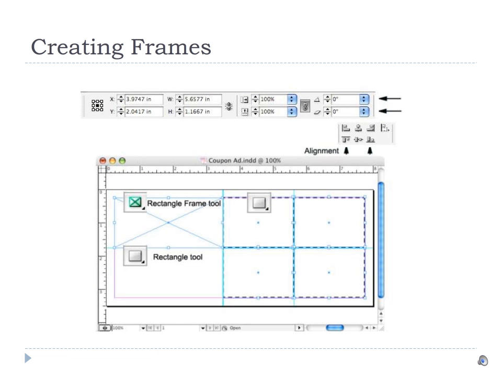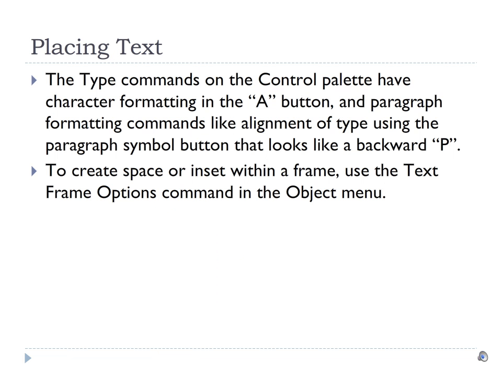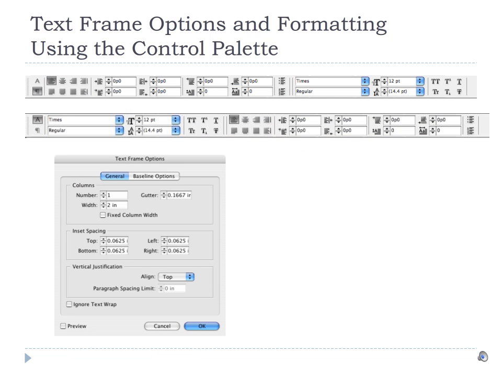Here we see the control palette for resizing and the coordinates when using the rectangle tools as well as the alignments. The type commands on the control palette have character formatting in the A button and paragraph formatting commands like alignment and type using the paragraph symbol button that looks like a backwards P. To create space or inset within a frame, use the text frame options command in the object menu. Here we see the text and paragraph control palettes as well as the text frame options window. You can see that this is where both the columns and gutters can be controlled.